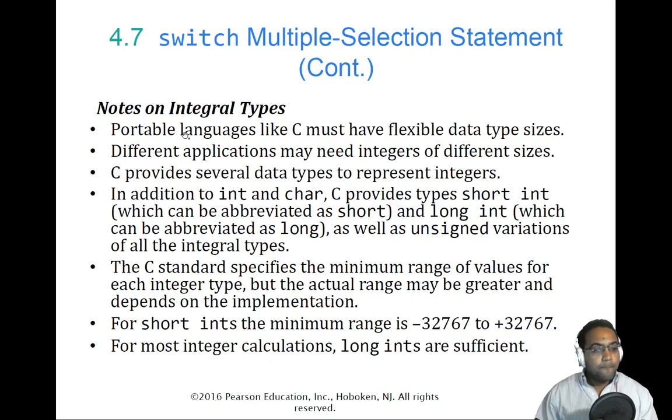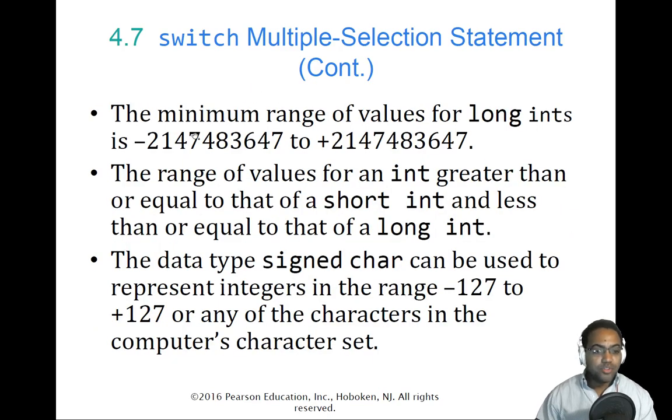So, portable languages like C must have flexible data type sizes, meaning that you have to pay close attention to the size of the data type that you are using at that moment. For short ints and ints in general, the range is about plus or minus 32,000. Long ints also have a bigger range. This is, I think, 2 billion or something along those lines. And then you have signed chars that can be between -127 and 127, but that's based upon the fact that chars are represented by ASCII characters, and there's only a certain amount of keys on your keyboard, are there not? Each one of them has a specific ASCII representation.